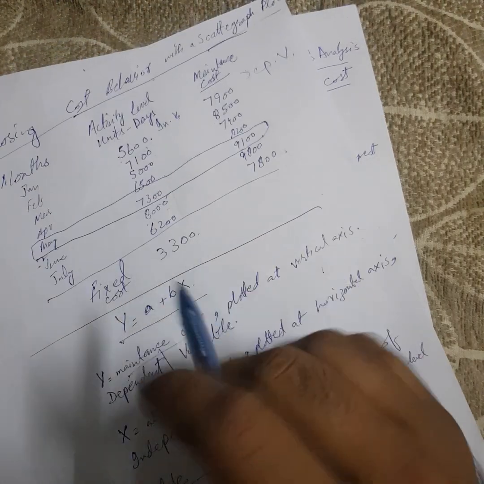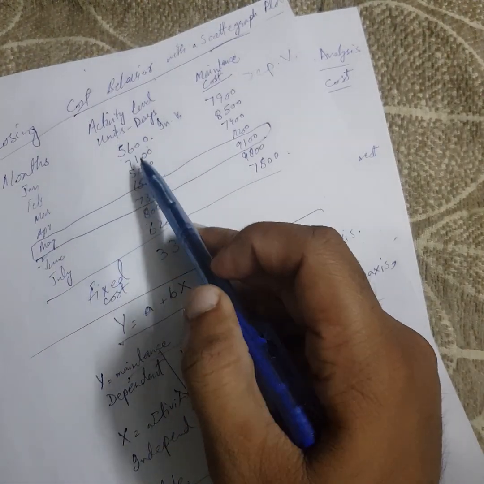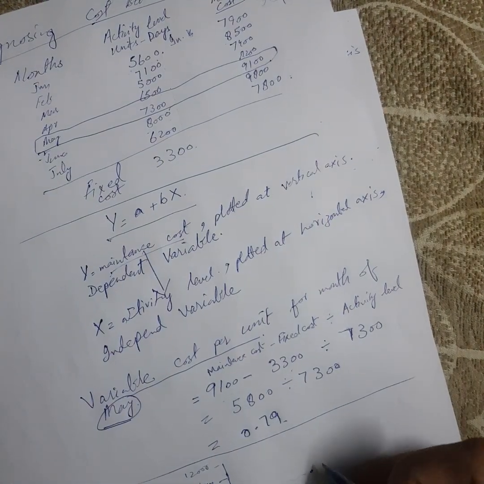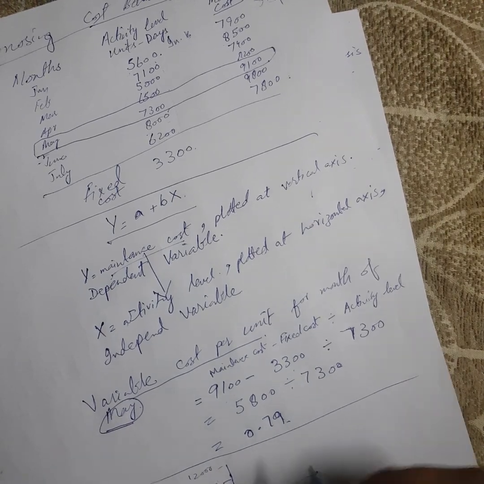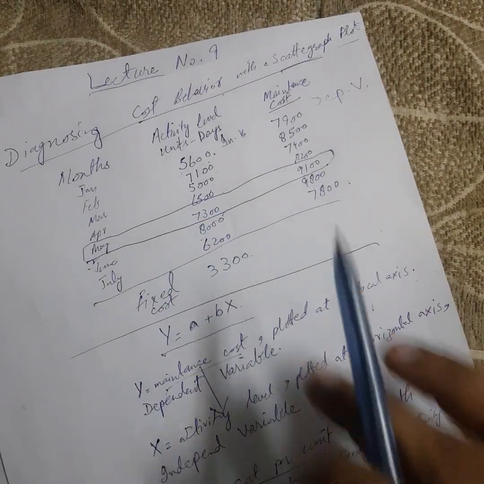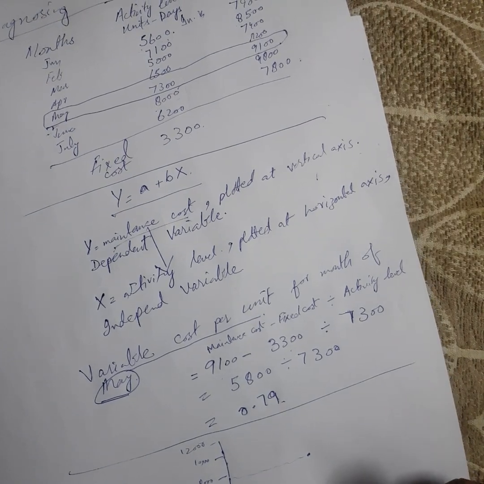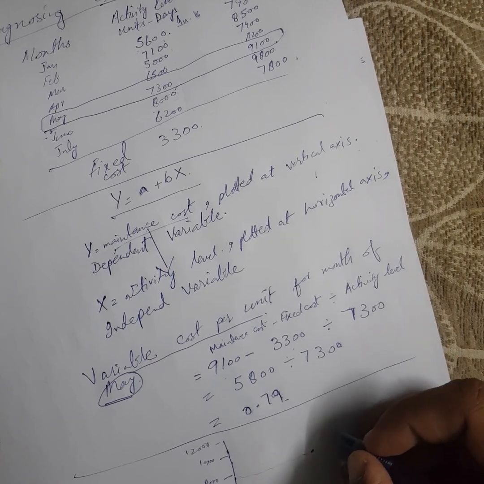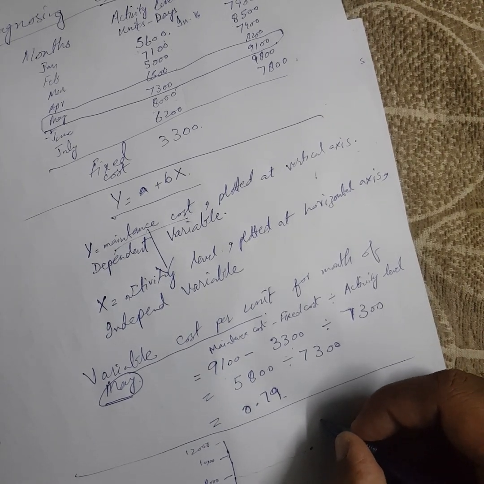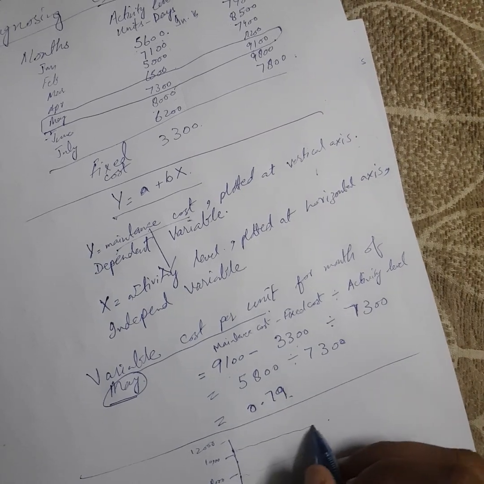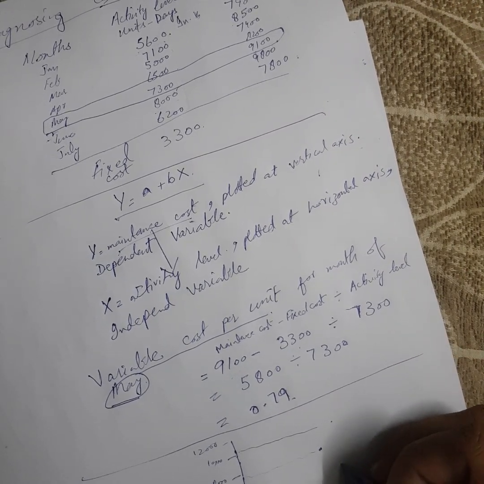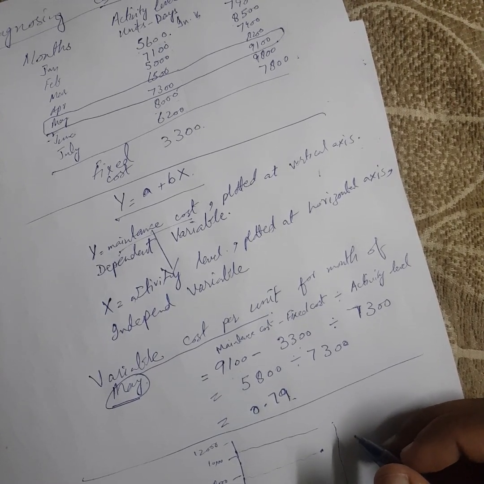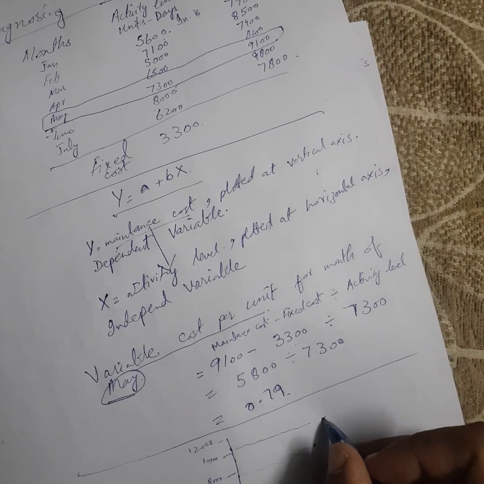If we go to the second month, in Feb the activity level was 7100 and maintenance cost was 8500. If I place 8500 almost here and 7100 there, and meet these points, it will be here. This will be the second point.